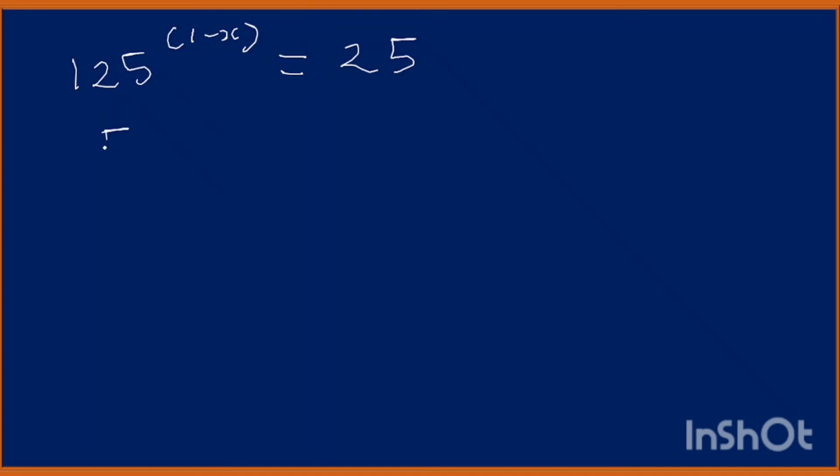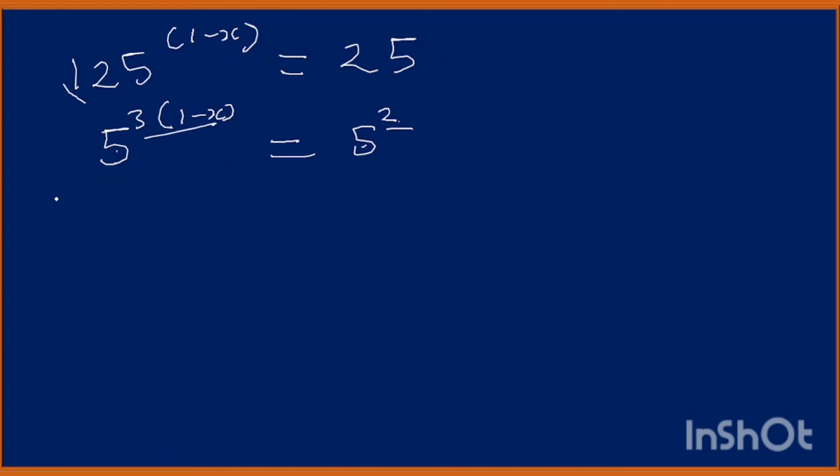So this is saying 5 to the power of 3 into 1 minus x is equal to 5 to the power of 2. That's what I just did here. I changed 125, which is the same thing as 5 to the power of 3. And 25 is the same thing as 5 to the power of 2. So you can see the bases are now the same, and I can just equate the indexes to find x.